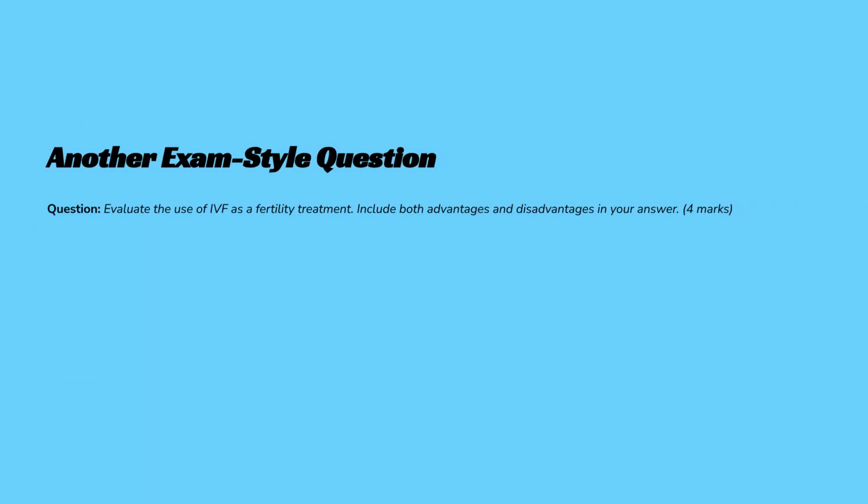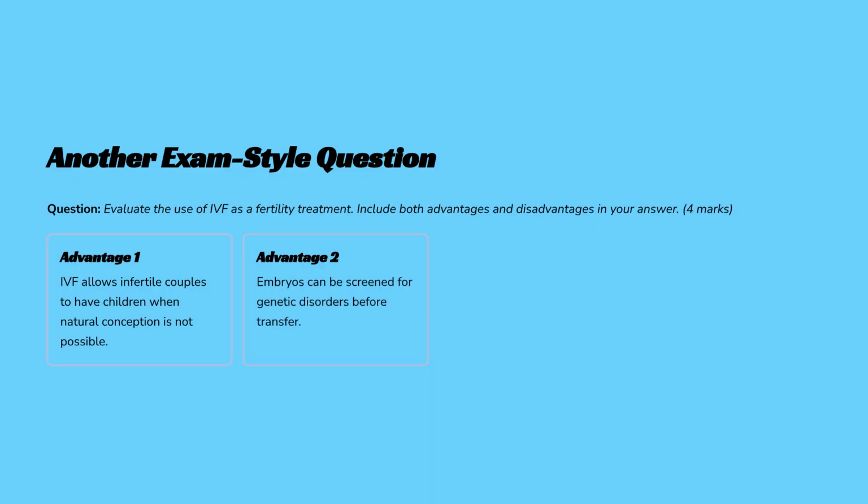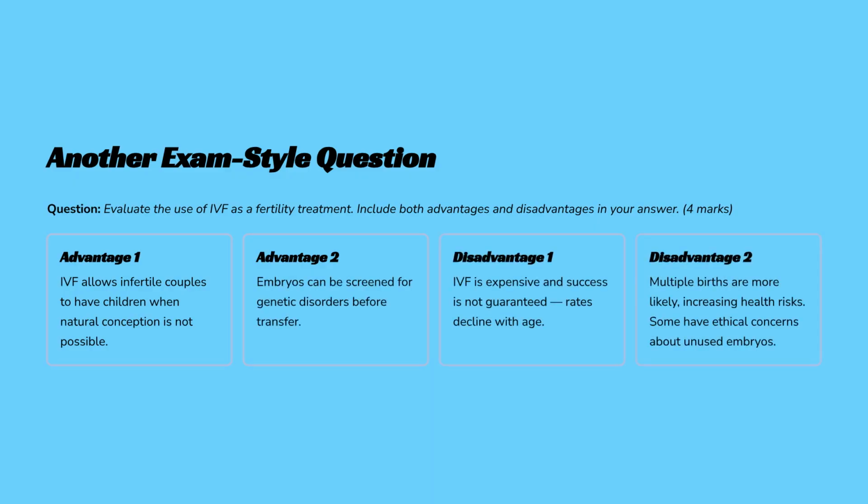Here is another 4-mark evaluation question. You need to present 2 advantages, like enabling parenthood and genetic screening, and 2 disadvantages, such as the high cost and the health risks of multiple births.